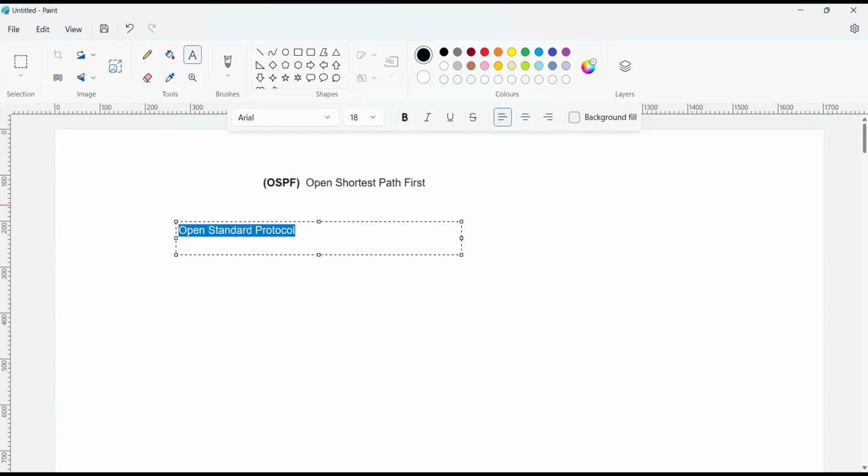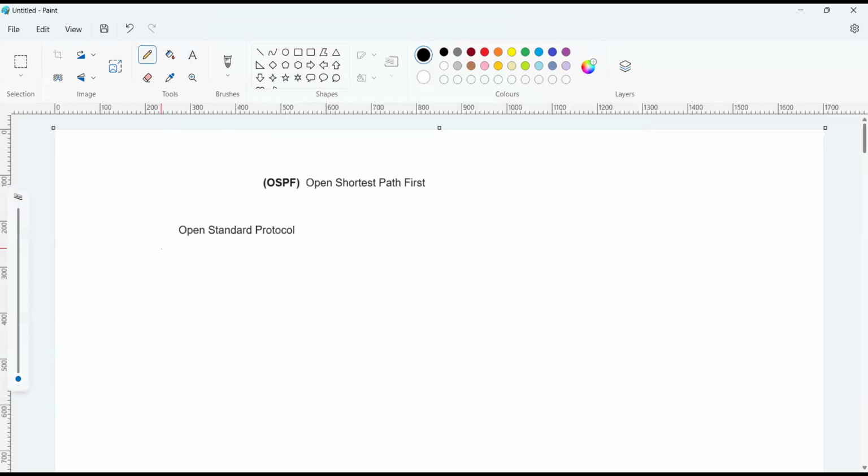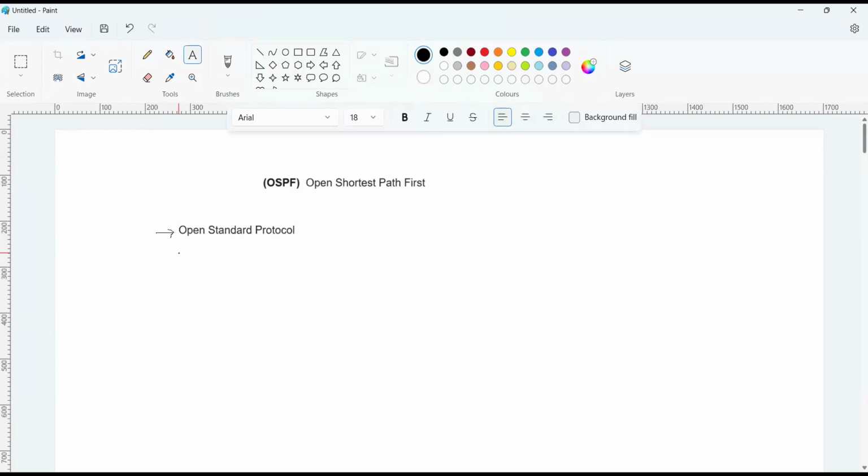It will work across all vendors, different vendors like HP, Aruba, and all the others. It is an open standard protocol, and it uses protocol ID 89, whereas EIGRP uses protocol ID 88, but OSPF uses protocol ID 89.